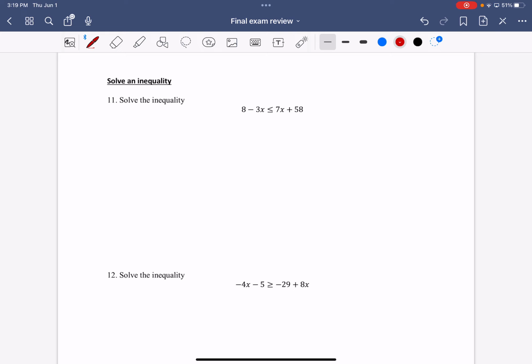So I want to get my x's only on the left-hand side. So I need to get rid of the x's that are on the right. To do so, I'm going to subtract 7x from both sides of the inequality. So that way the 8 comes down. Negative 3x minus 7x is negative 10x, less than or equal to, bring down the 58. Now, our goal is to get x alone, so let's subtract 8 from both sides of the inequality. You're left with negative 10x is less than or equal to 50.